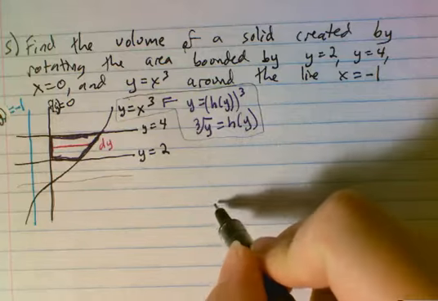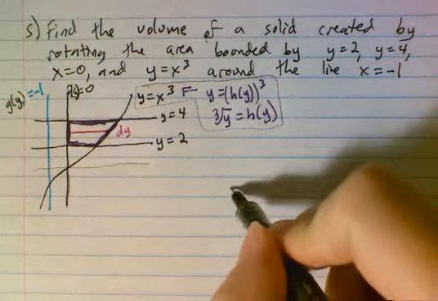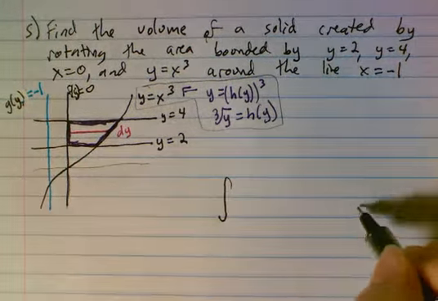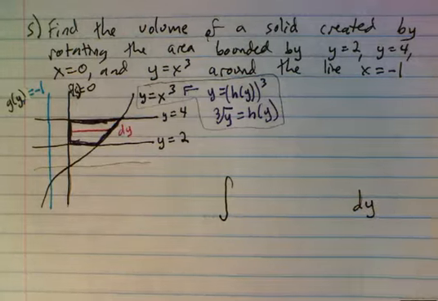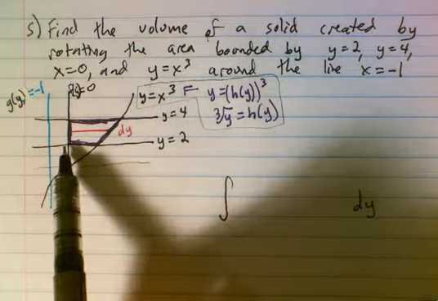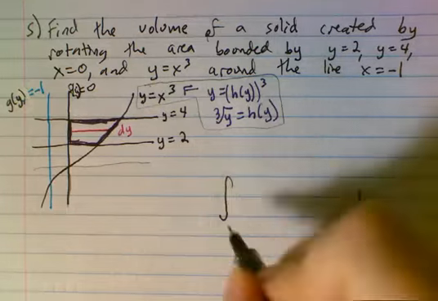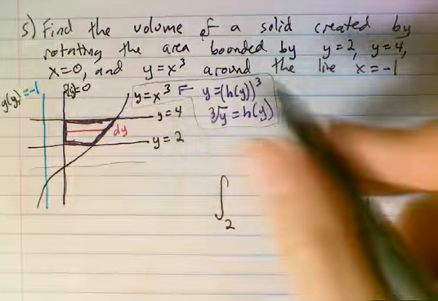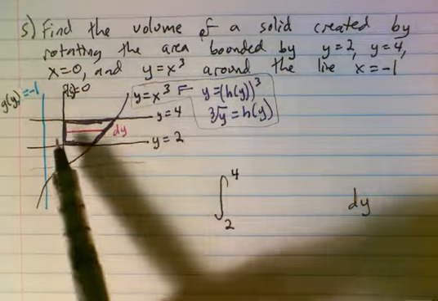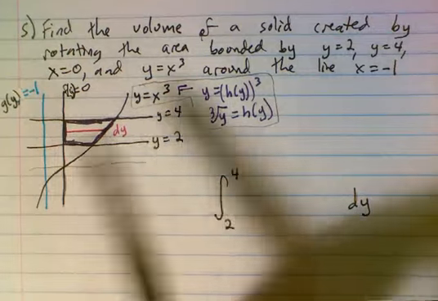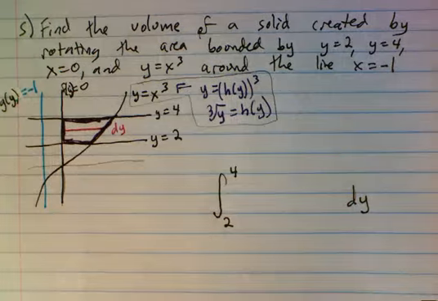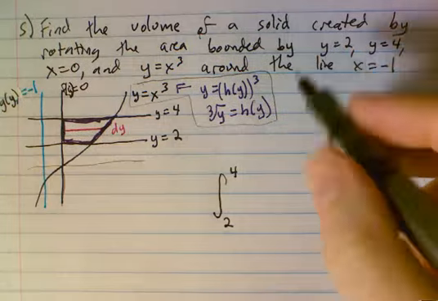Okay, let's set up what we are already able to handle. We know that this is a dy. That means we're going from some y value here to some y value here. Conveniently, it's told us what that is: y equals 2 to y equals 4. So now we've taken care of these two lines. We can ignore them for the rest of the time. We just have to come up with the formula.